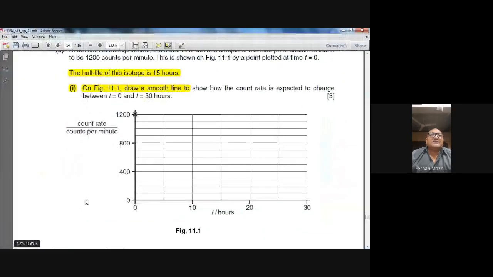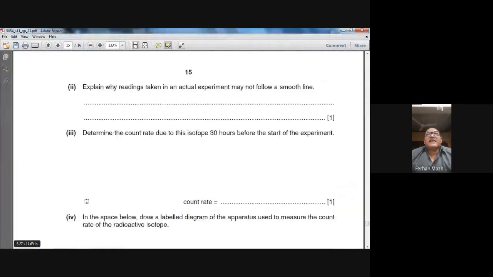He says, explain why readings taken in an actual experiment may not follow a smooth line. In actual practice, if you take actual count rates, and you join the points, that will not be a smooth curve. The reason is that the emission of radiation is a random process. You can never predict when and how much radiation will be given out. It's a random process. That's why in the actual experiment, the curve will not be that smooth.